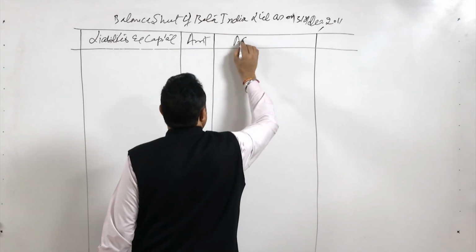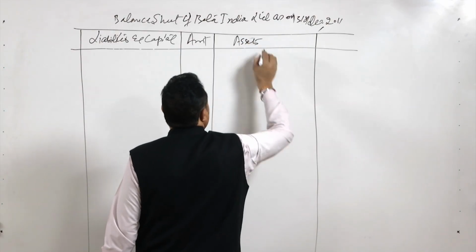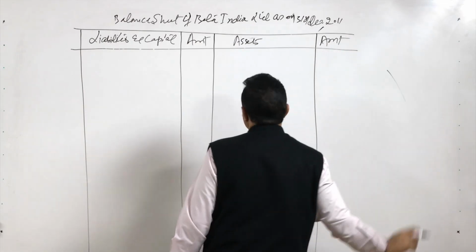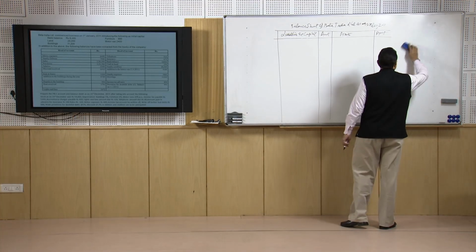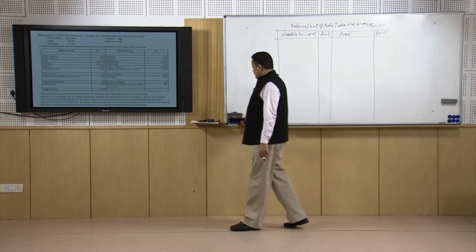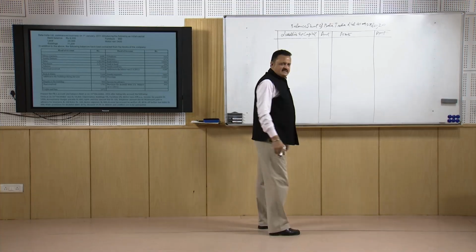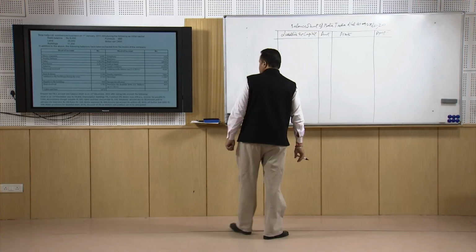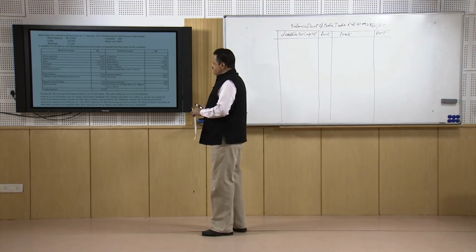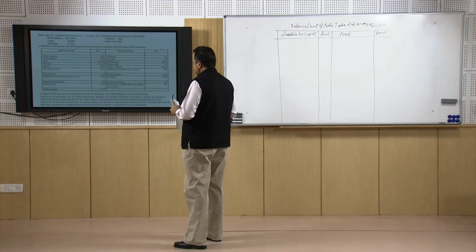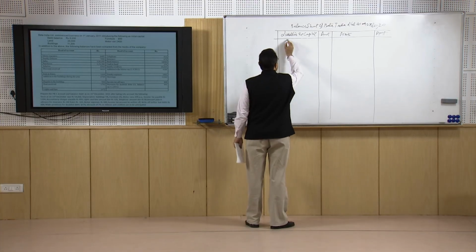Here we have the assets, and here the amount. No debit, no credit, no 'to', no 'by', nothing. It is a simple, plain statement, putting liabilities and capital on one side and assets on the other, that is, the sources of funds on the left-hand side and the application of funds as assets on the right-hand side. Then we will see how this balance sheet of Beta India Limited looks and how we can prepare it. We will start with the liability side, and we have to start with the first item, that is capital.